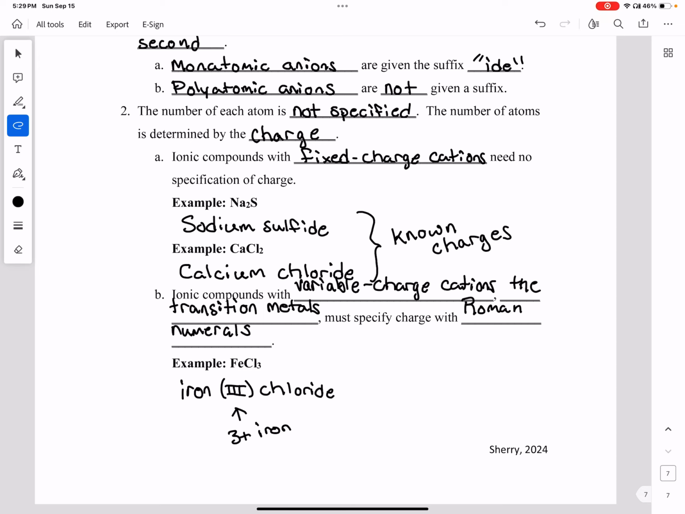The trick to naming is we're trying to describe everything we possibly can about an ionic compound while saying as few English words as possible. And that's why we have such a specific system for it.